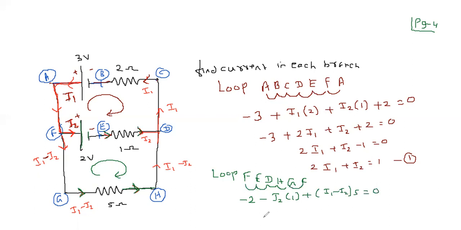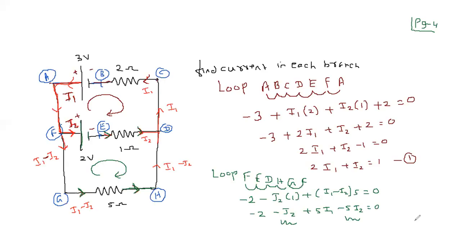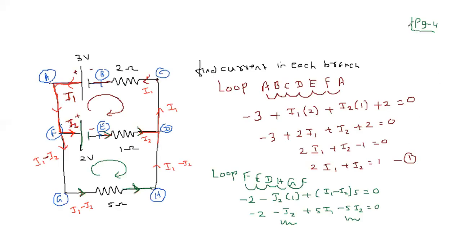Equal to 0. So -2 minus I2 plus 5I1 minus 5I2 is equal to 0. There is one I2 here and one I2 here, so in total 6I2. So 5I1 minus 6I2 is equal to 2. Equation number 2. Just by solving these two equations, we get I1 and I2.